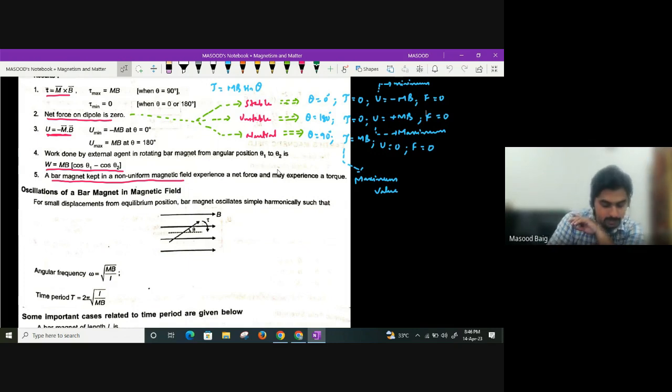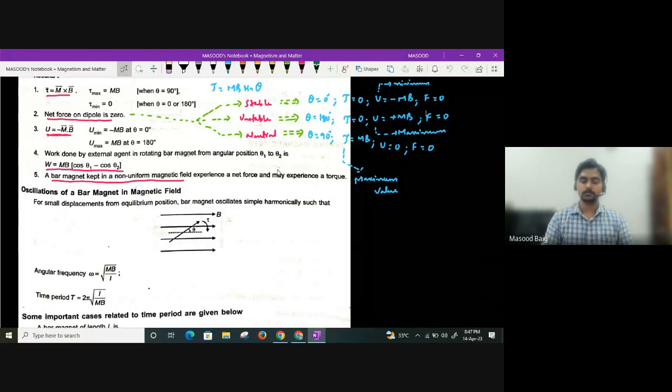So in all the cases, net force will be how much? 0. When net force is 0, it will be in translation equilibrium. How many types of translation equilibrium? 3 types: stable, unstable, neutral. Stable equilibrium, potential energy should be minimum. Unstable equilibrium, potential energy should be maximum. Neutral equilibrium, potential energy should be constant or 0. Clear?